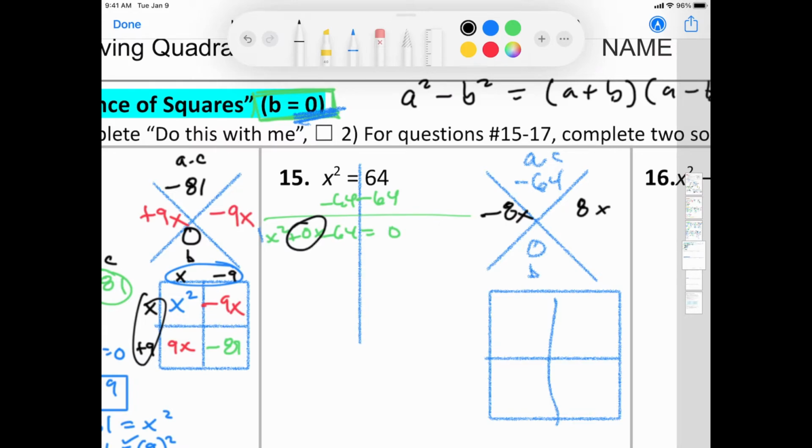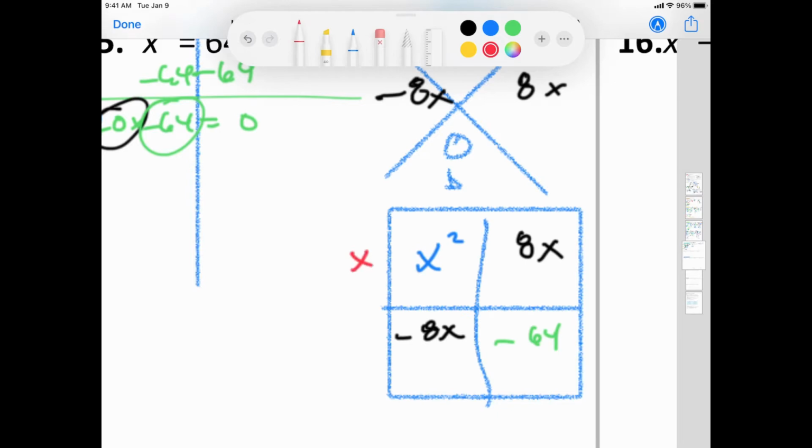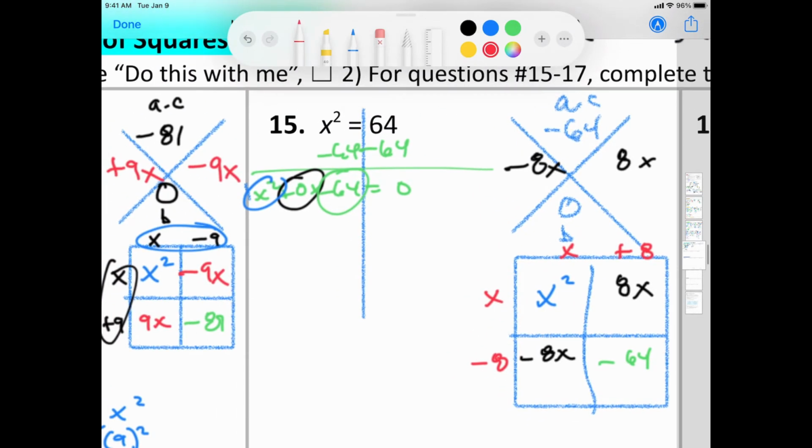So I'm going to put an x here. Bottom left, top right. That one always goes into top left and the bottom right. And then if you just take your common factors, you'll get x minus 8 and x plus 8. And then to solve, you just set each of those equal to 0. So you get x equals 8 and x equals negative 8.